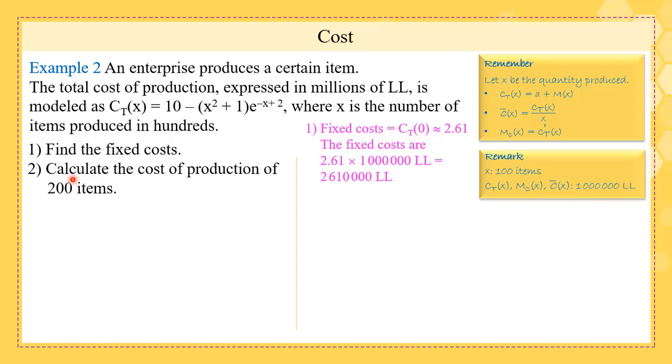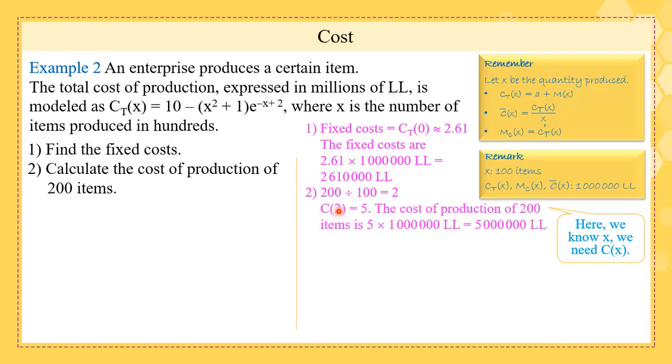2. Calculate the cost of production of 200 items. Here, the given value is x, and we need to find Ct of x. First, we find x. So x equal 200 divided by 100, we get x equal to 2. Then we replace x by 2 in Ct of x, and we get Ct of 2 equal to 5. Therefore, the cost of production of 200 items is 5 times 1 million, which is equal to 5 million lira Lebanese.